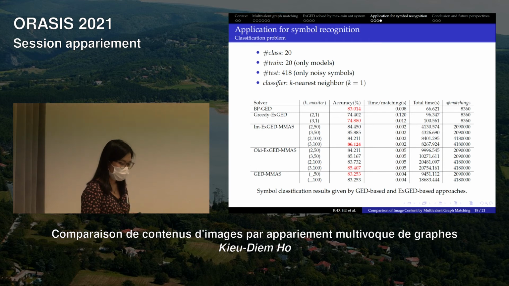I want to classify 20 classes. However, the training set contains only the models, and the test set contains only the noisy symbols. I use just one nearest neighbor. It means there is no training information in this classification, and I use the graph edit distance directly to classify.